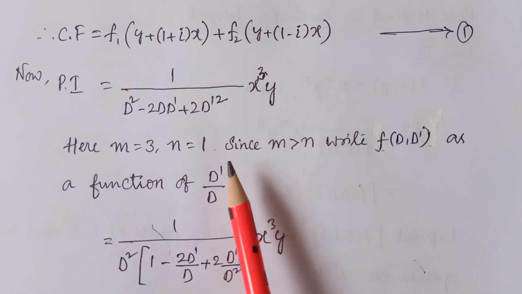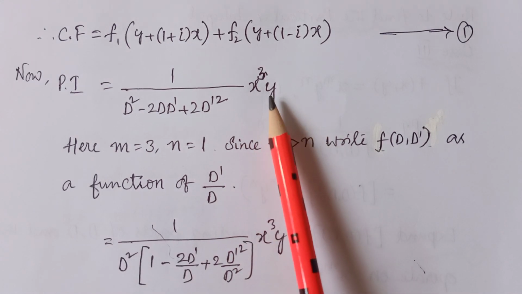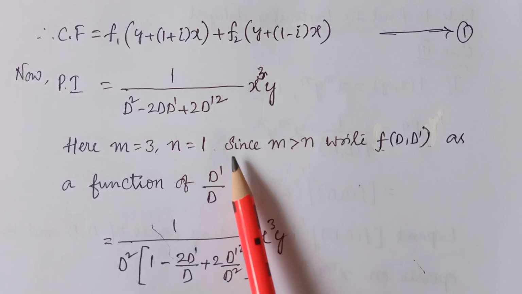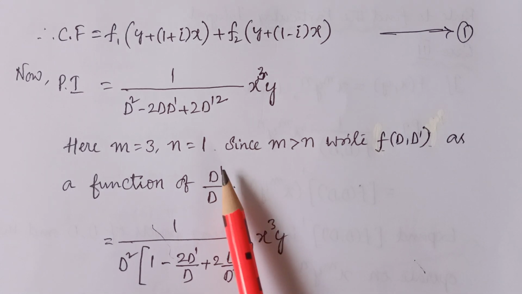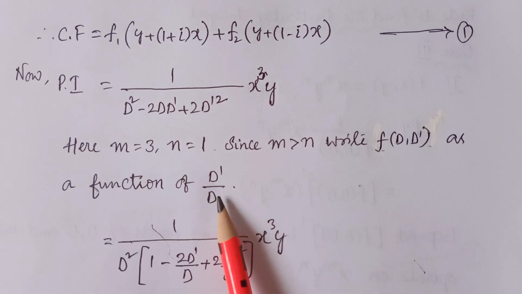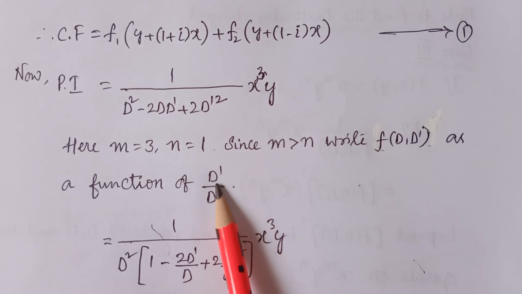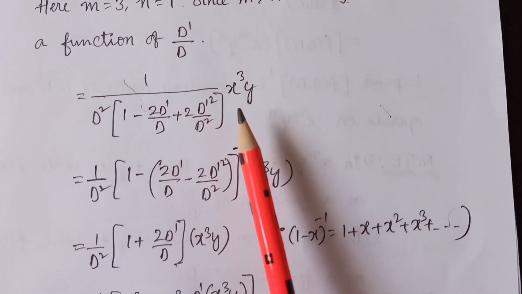Since you know that capital D is equal to dou by dou x and capital D dash is dou by dou y, y has the least degree when comparing with x. Therefore D dash must be in the numerator. That is, we should write this as a function of D dash by D. Got it? Now we need to expand this.